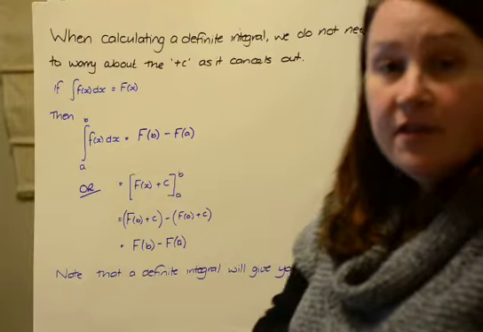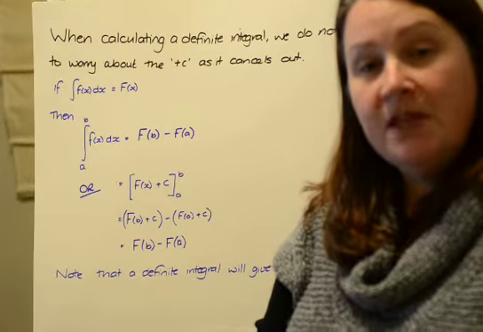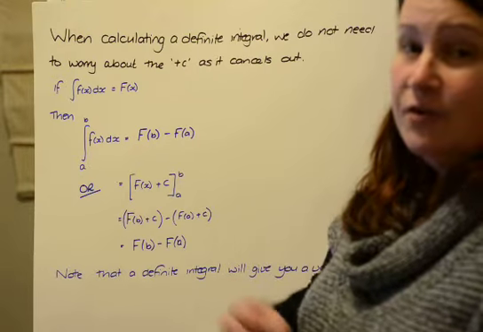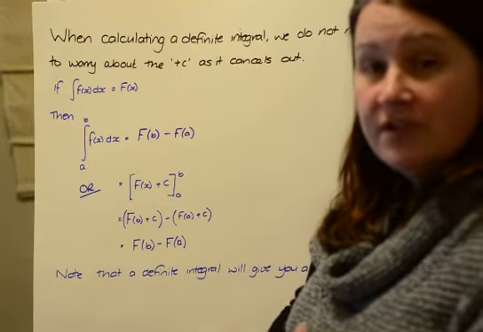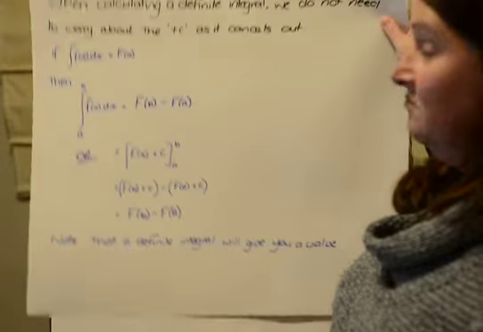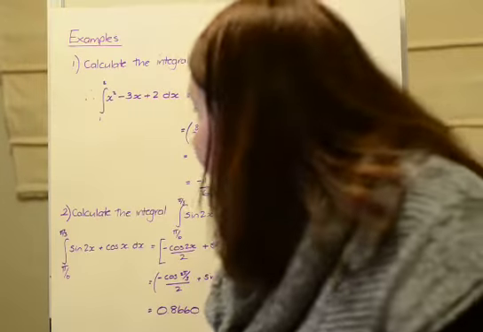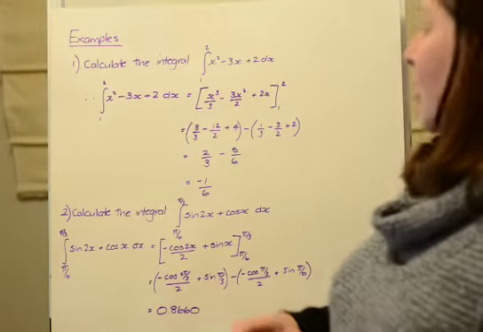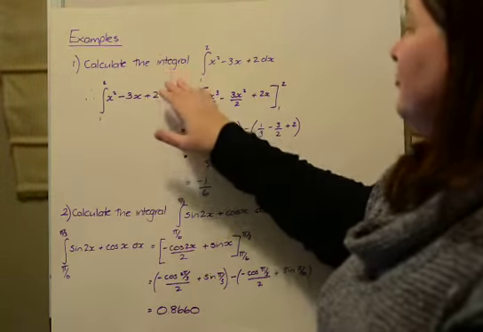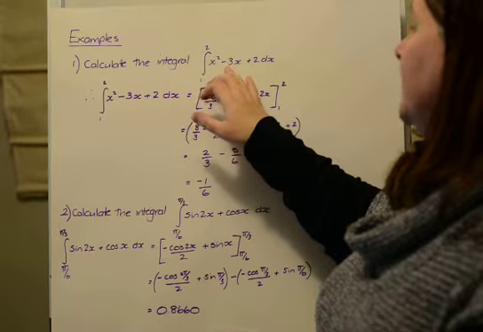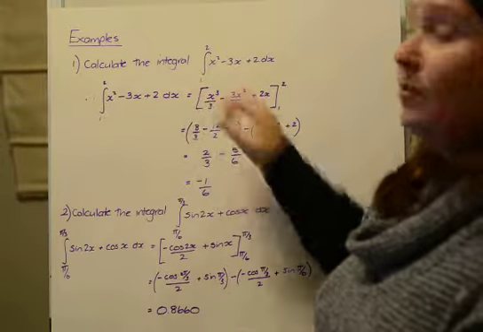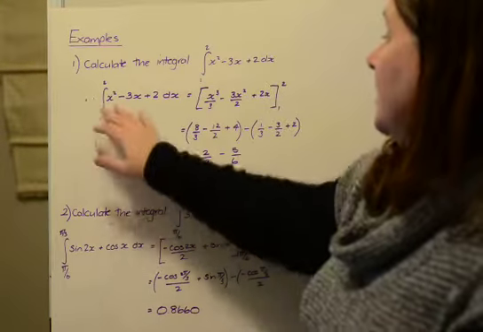Okay, now the other thing to remember about a definite integral is that you're going to end up with a value. You're not going to have letters in there unless, of course, the limits are being given to you in terms of a's or b's or p's or q's, whatever. So a couple of examples for you. We want to calculate the integral of x squared minus 3x plus 2 dx between the limits of 1 and 2. So here we go.